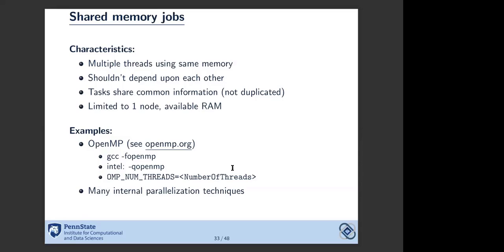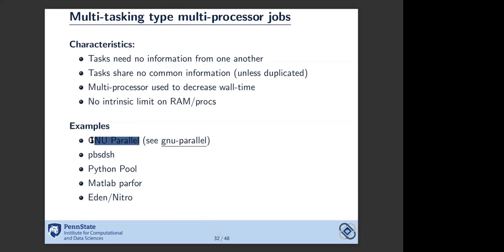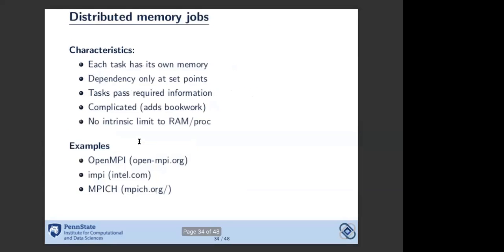Shared memory parallelization is arguably the next in terms of simplest to implement in terms of an existing code base. OpenMP is a pragma-based shared memory implementation. It's very widely used. And there you can see the different compiler flags for the GCC and Intel compilers. There's an example of GNU Parallel on the Git repo and also OpenMP.